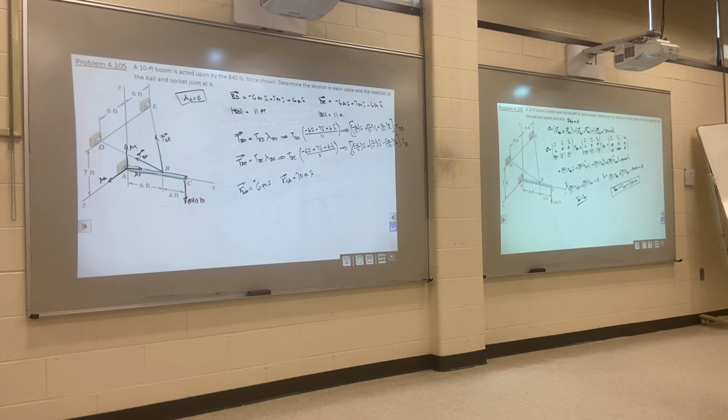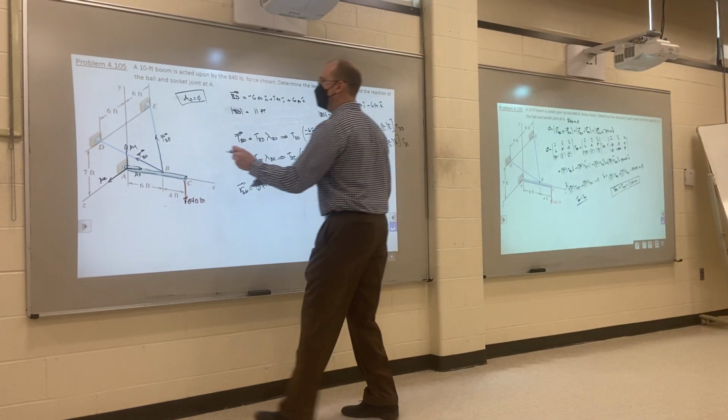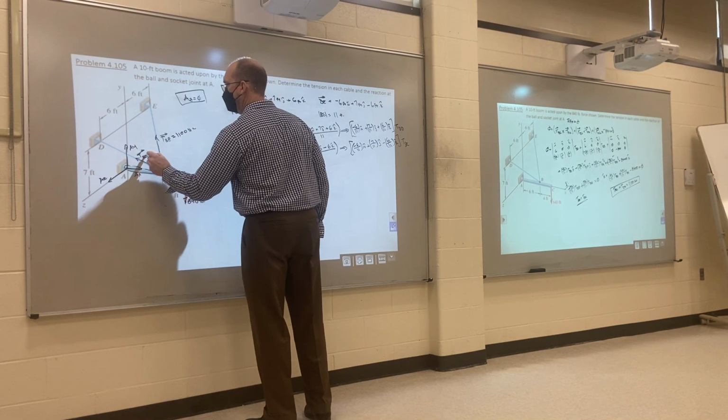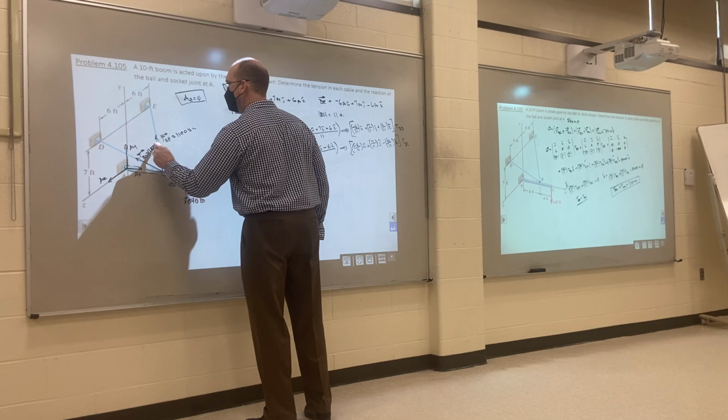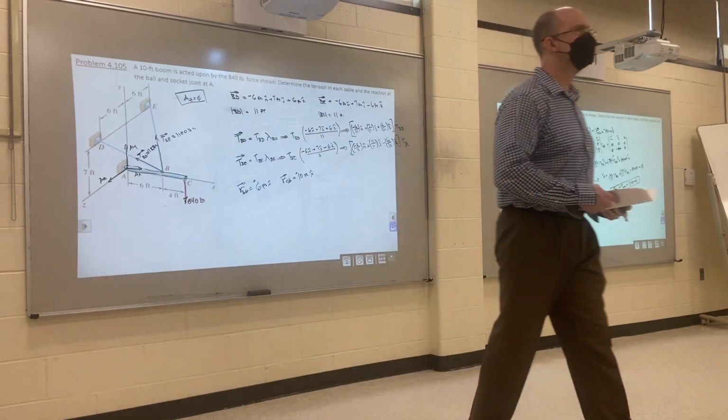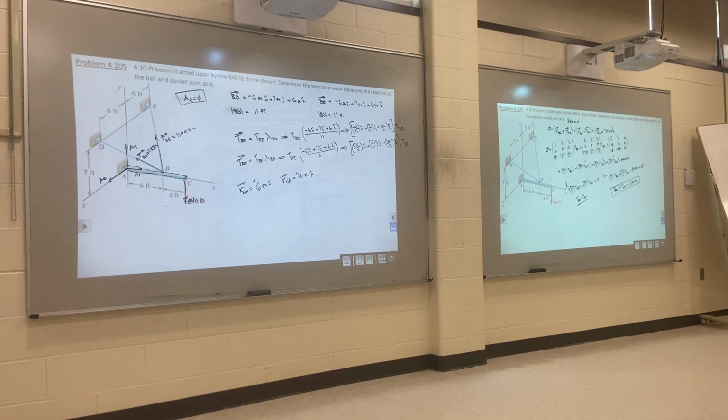And we're still not done. Now that we know what the tensile force is here and here, 1,100 pounds and 1,100 pounds, how do I get the support reactions here for AX, AY, and AZ? What do you guys think? How would we go about solving for those? Sum of forces, yes, equal to 0, for X, Y, and Z.